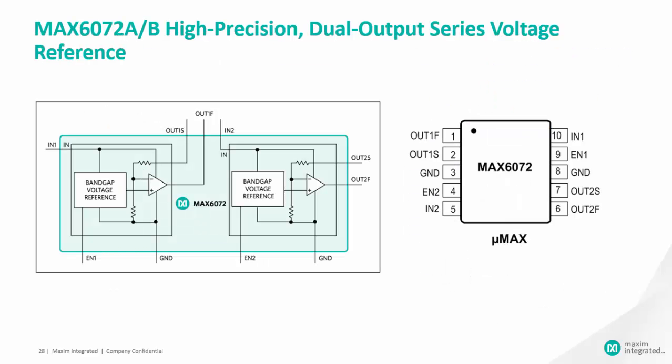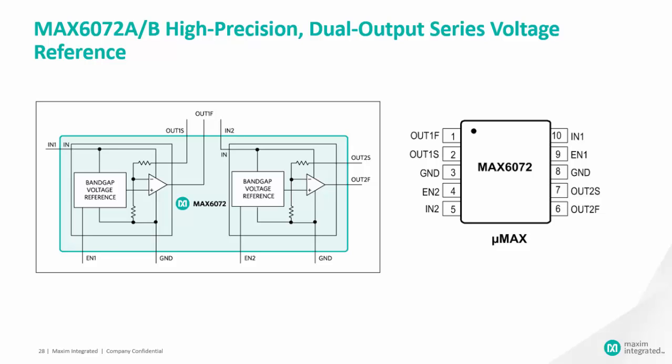MAX6072 is a dual output precision series voltage reference featuring a plus Vref and a plus Vref over 2 output. Each output has 2 pins, a forcing pin supplying current to the load, and a sensing pin for precise regulation of the voltage applied to the load. The device has an initial accuracy better than plus or minus 0.08% and a 1/f noise below 10 microvolts peak to peak, and a temperature drift below 8 ppm per degree C. Each output can source and sink 10 milliamps.